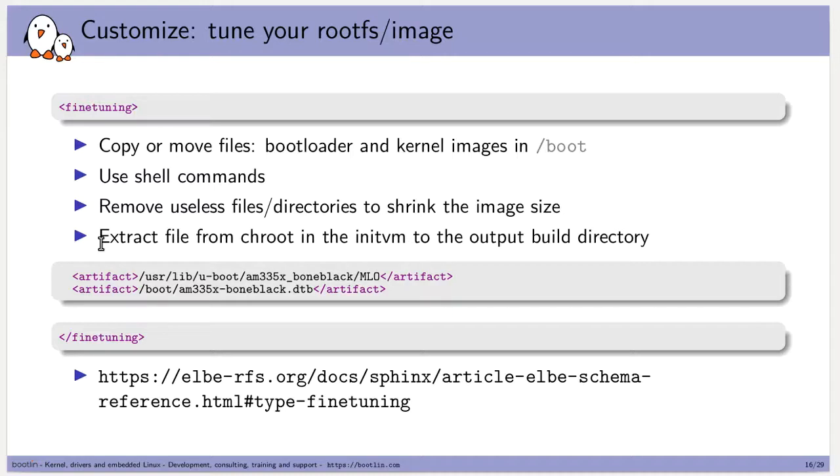So, for example, the MLO of Ubuntu is in the rootFS, and you want to have this file to flash it, maybe in another memory than the memory of your distribution. So you may want to have the MLO alongside your image. To do it, you have to use the artifact node. For example, these two commands would add the MLO to the list of files that you can download, and the device tree also. After, you can use the get_file, the elbe control get_file command, to get those files.